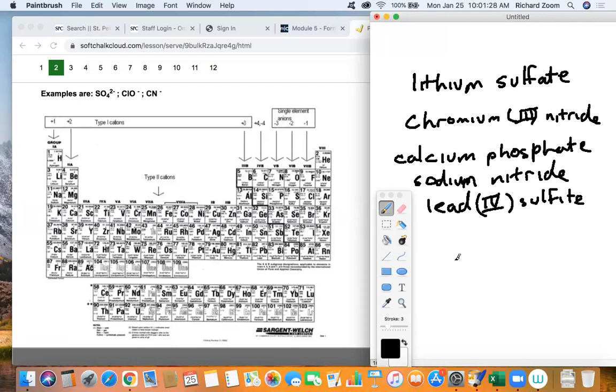Lead(IV) sulfite, Pb 4 plus because of the 4. Sulfite, SO3 2 minus. That's off the polyatomic ion sheet. With this one, it's important to note we've got -2 and +4. We need 2 of the -2s to even that out. So it'd be Pb(SO3)2. Any questions?